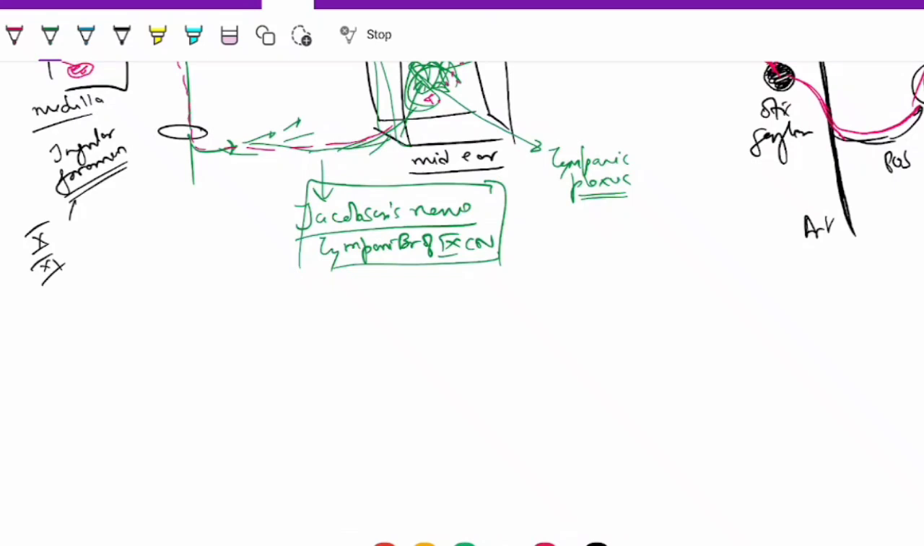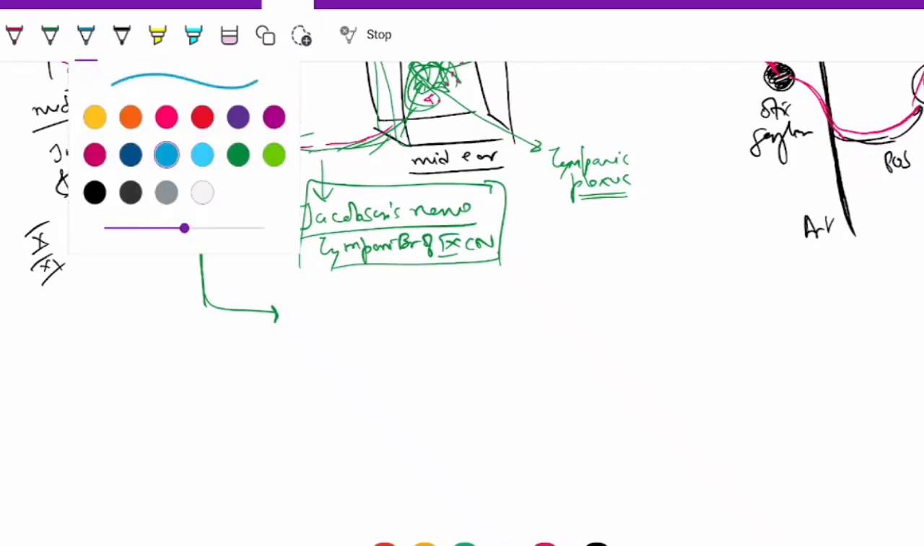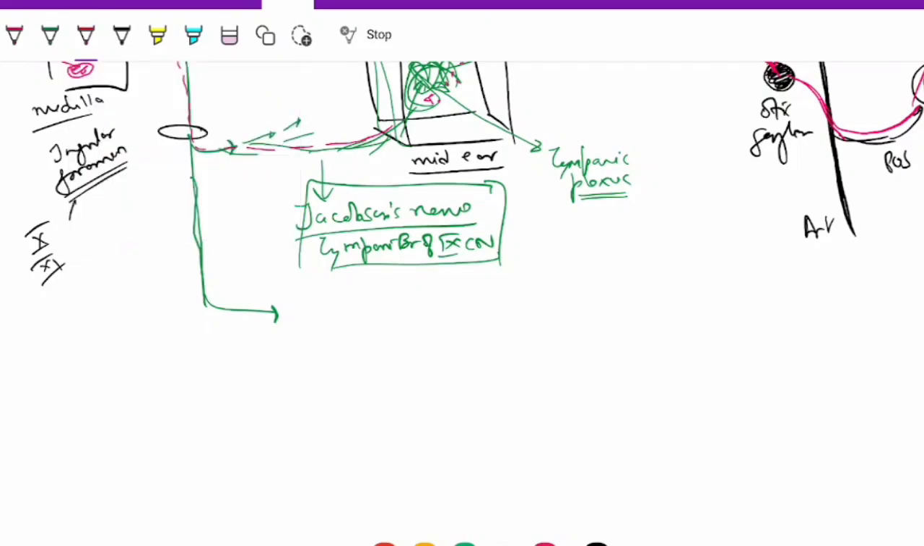Now your ninth cranial nerve is almost entirely sensory except for one branch, this one, which supplies a muscle known as stylopharyngeus. This is the only motor function of your glossopharyngeal nerve. Everything else is sensory except for this muscle.